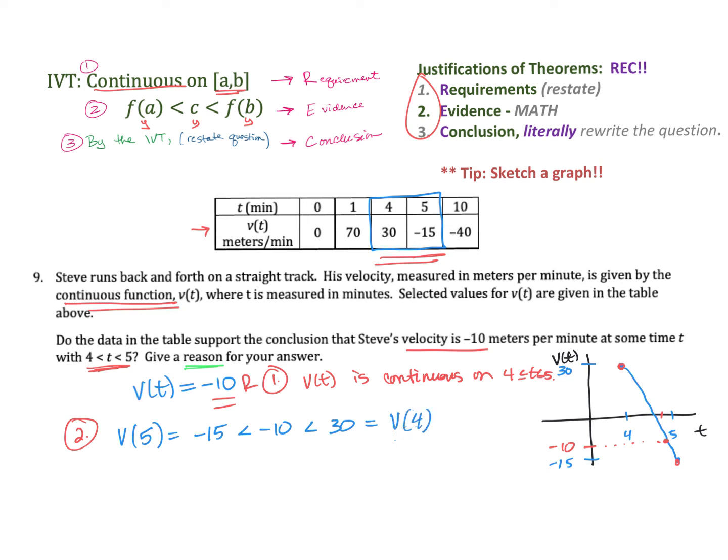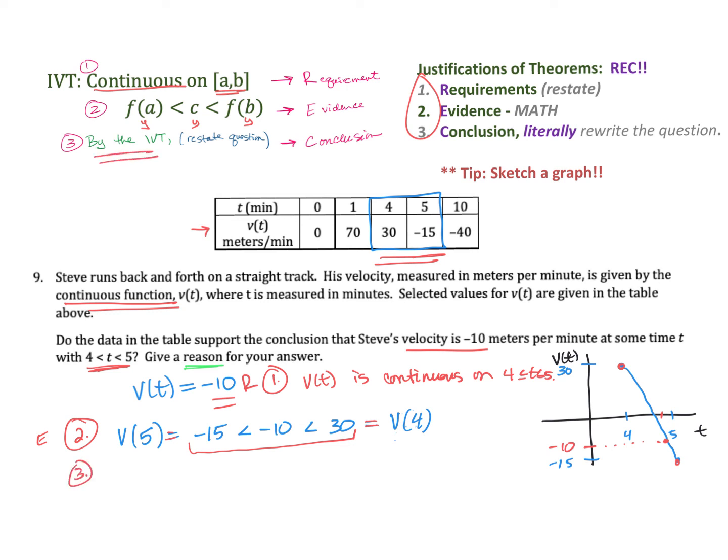So if you notice, right here are the y values. But we just went ahead and did the equals so we can say, okay, this is how we know what they are. We just wrote it down. And this is the second step, or your evidence. So this proves that negative 10, which you were looking for, is in between the values for 4 and 5 of velocity. Third step, and most important, is you need to state your conclusion.